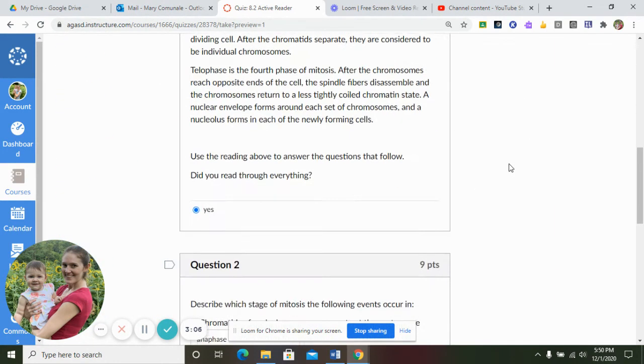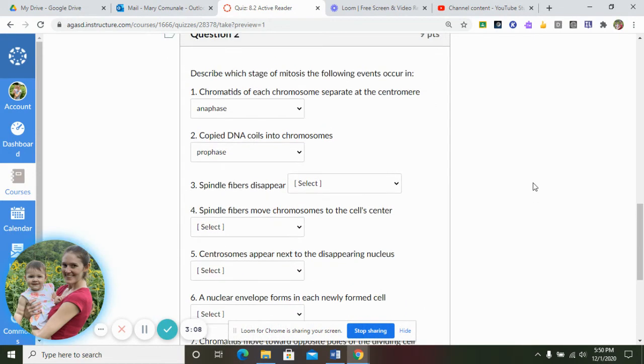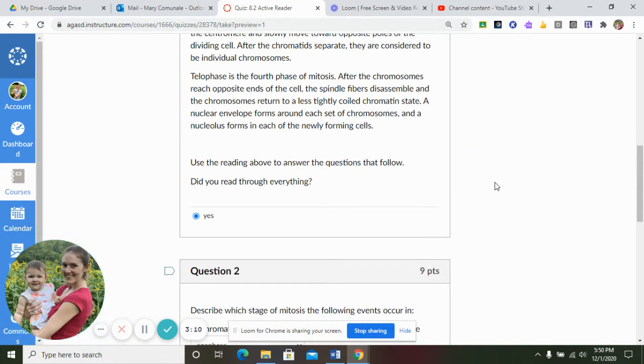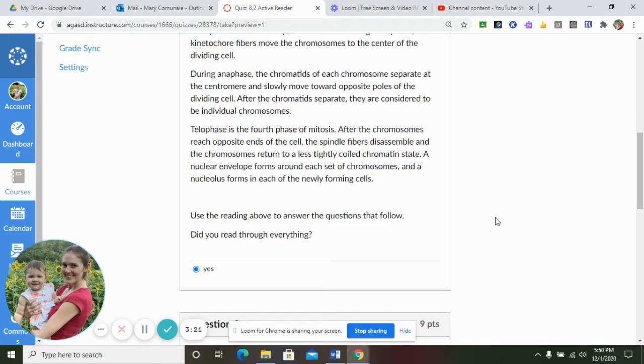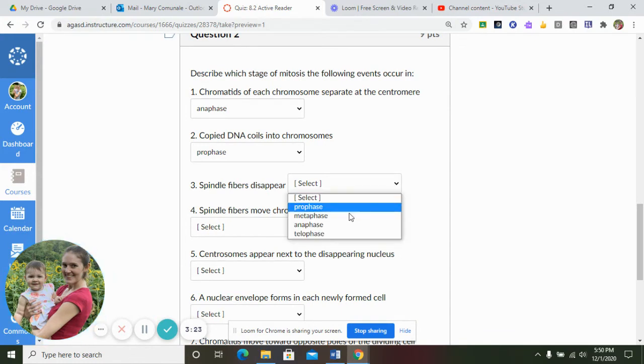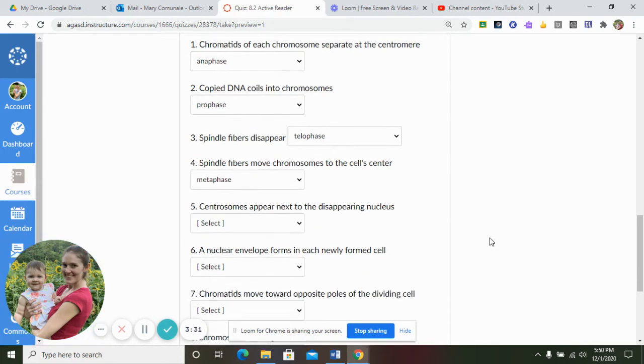But anyway, spindle fibers disappear. So in prophase, they're starting to appear. They're radiating from the centrosomes. That means at the end of it, the spindle fibers are going to disassemble. So disassembling means that they're going to be disappearing. So we're going to go with telophase. Spindle fibers move chromosomes to the cell's center. So they're moving to the middle. Middle is going to be metaphase.